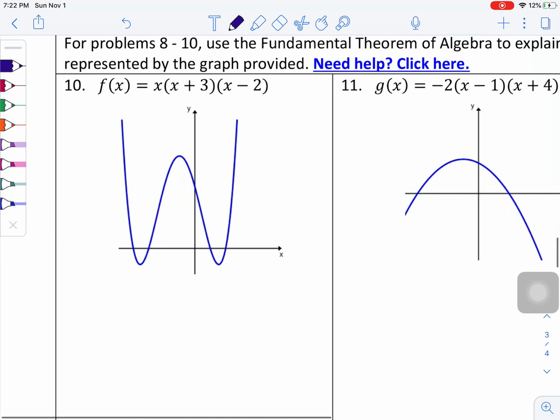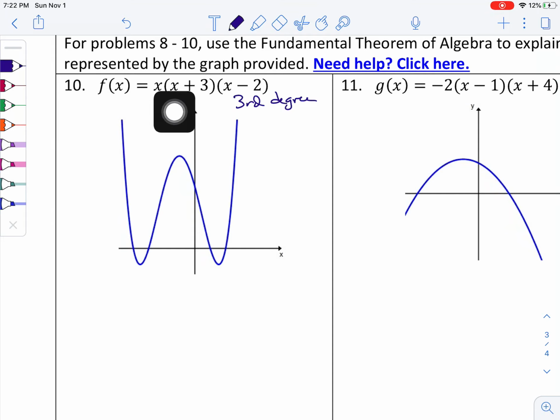So first thing you need to know is in problem number 10, f of x is a third degree polynomial. All right. Now, how do I know that? Well, there's x times x times x, which would turn into x to the third power, making this a third degree polynomial. All right. So while I don't know the exact specifics of what third degree or what cubic function it is, I know it's third degree, which means that it would have 3 zeros.